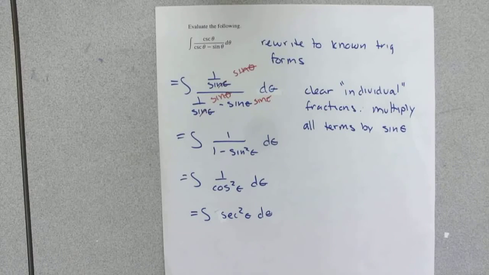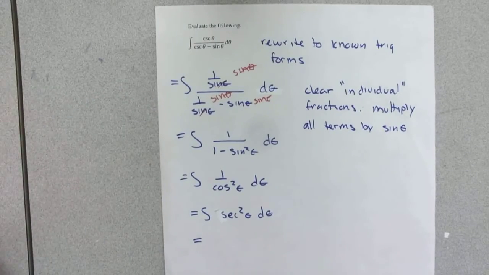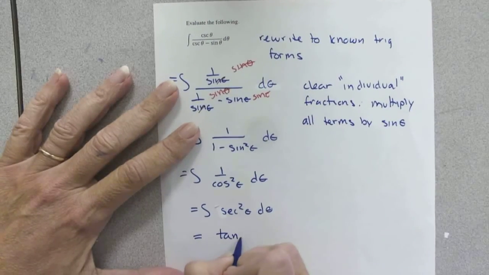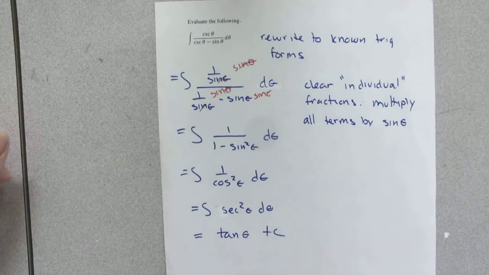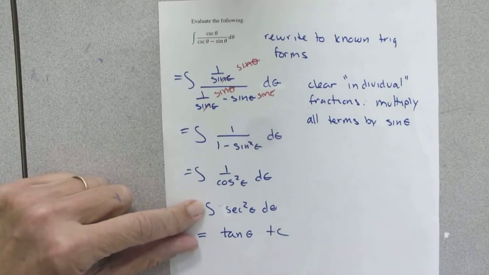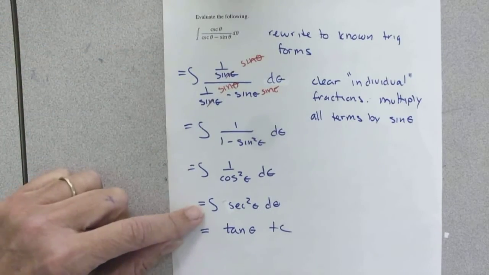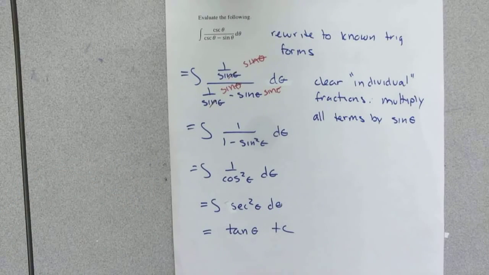And there I have achieved what I said I needed to do first. I need to rewrite to known trig forms. That is a known trig form. And so now I can just ask myself, what has a derivative of secant squared? Well, tangent has a derivative of secant squared, and then I throw on the plus c. Now this one, checking, only checks this last step. There is no good way to check our algebra and trigonometry leading up to the secant squared. And so checking here is just going to check this last step. And that is the end of this section in this chapter.